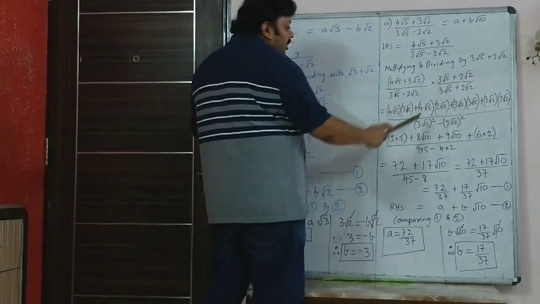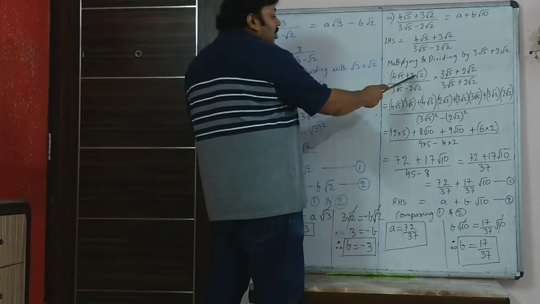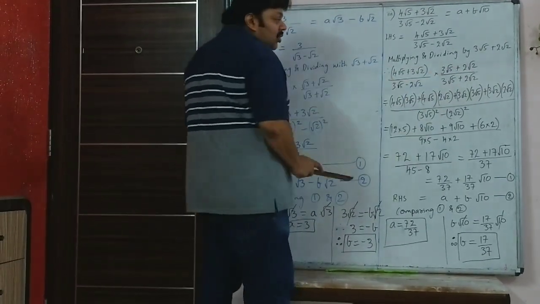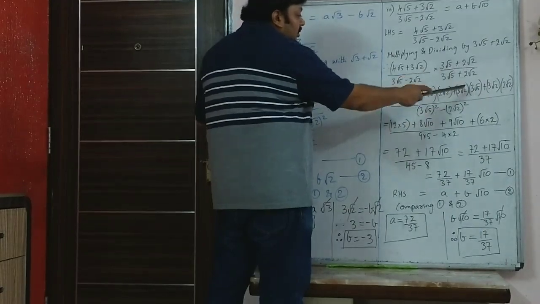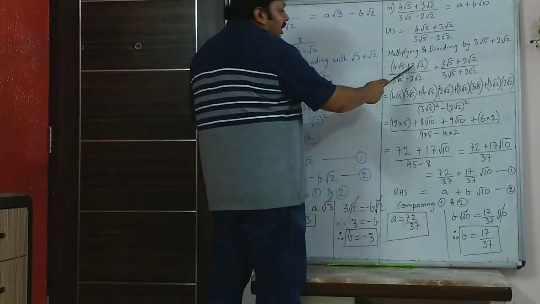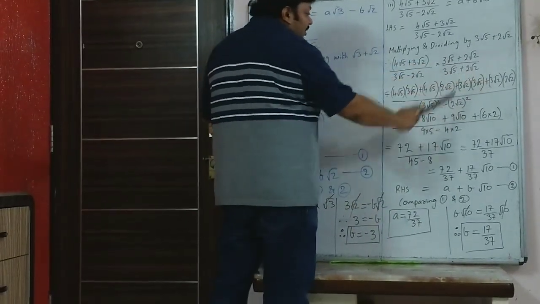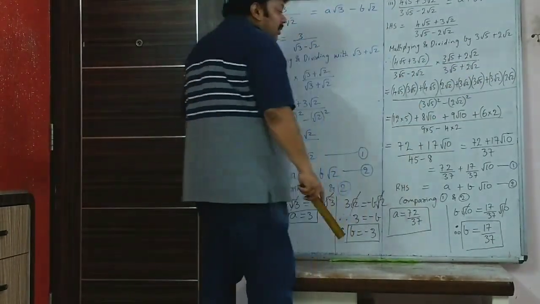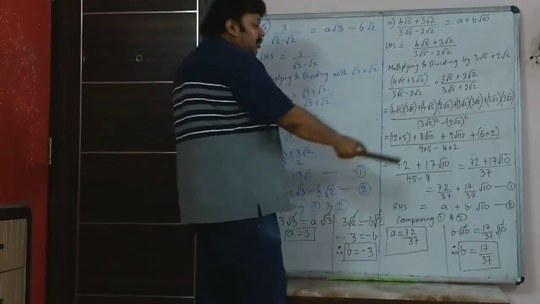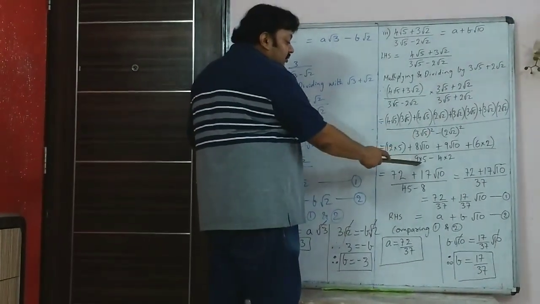So 4 root 5 and 2 root 2. Then 3 root 2 has to be multiplied with both the terms. So 3 root 2 into 3 root 5, and again plus times plus, so it's plus. So 3 root 2 into 2 root 2. So now the denominator becomes 9 into 5.